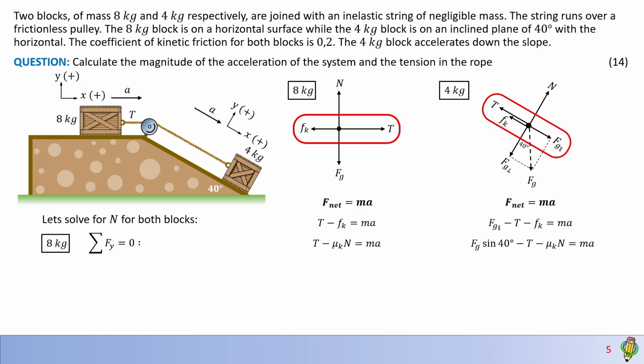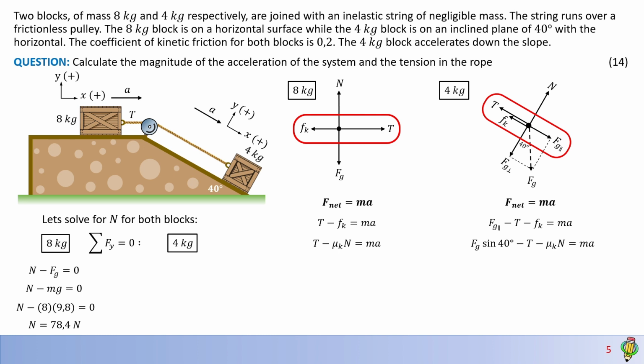For the 8 kg block, n is going upwards, Fg is going downwards, so we have n minus Fg equals 0. Then we can see that our Fg is just mg. We can substitute our m and g. Then the normal force for the 8 kg block is 78.4 newtons. Let's do the same for the 4 kg block.